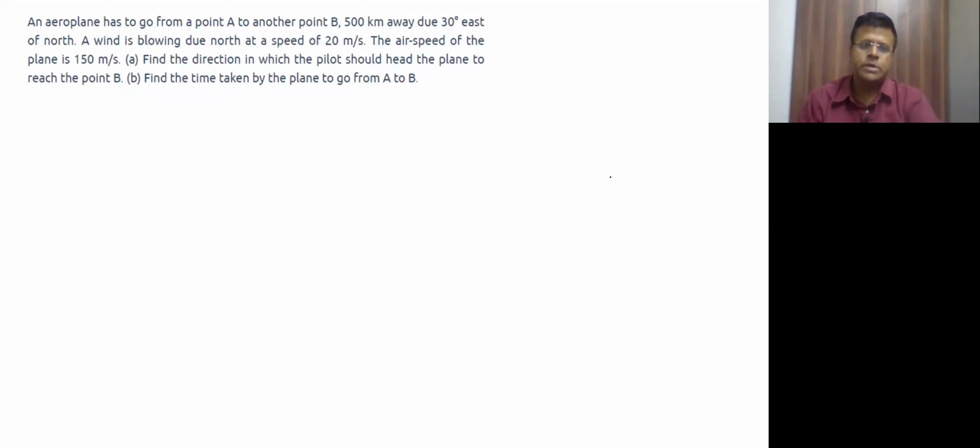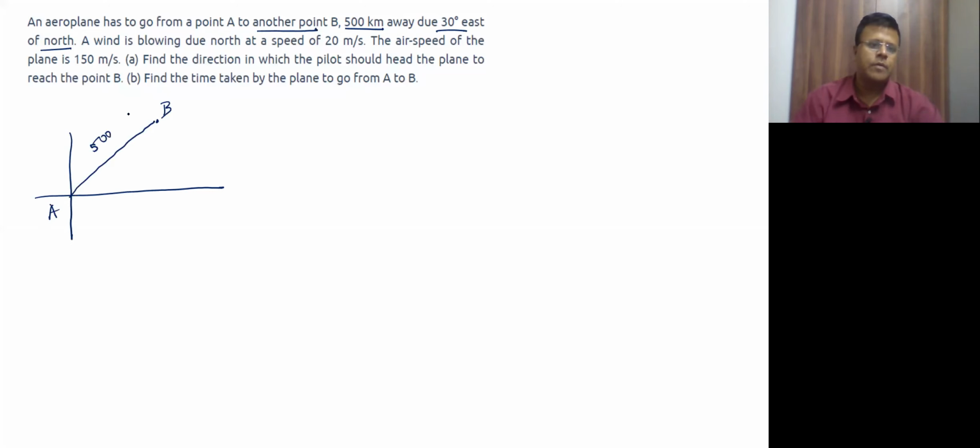Hello, dear students. So here we read this problem that an aeroplane has to go from point A to another point B, which is 500 kilometer away due 30° east of north. So here, let's take the point A as the origin and point B, which is 500 kilometer away, is making an angle of 30° east of north. So that's how the angle is told, 30° east of north.